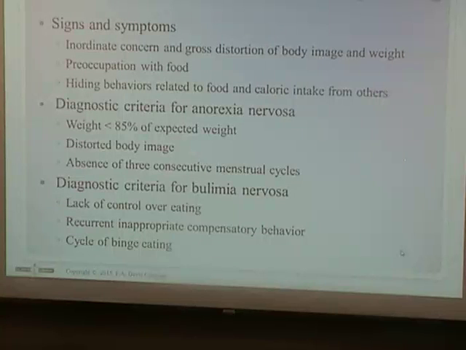With anorexia, it's diagnostic if they're less than 85% of their expected weight, they have a distorted body image, and they stop menstruating. Why would a skinny woman stop menstruating? Because she doesn't have the nutrients to support that physiological process. She doesn't have the fat which produces the estrogen. There you go. Because fat stores estrogen. It doesn't produce it, it stores it.